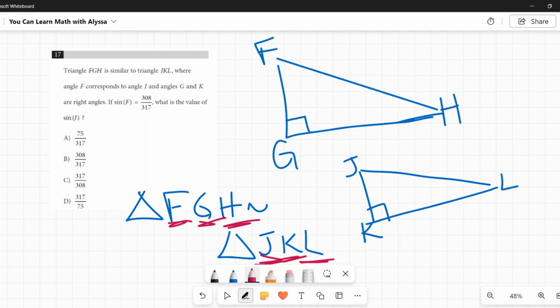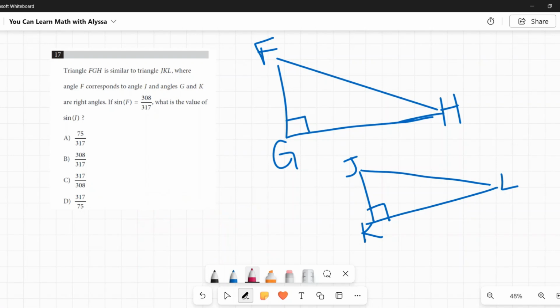That's always the way it's done with similar figures. The order is telling you which point corresponds to which point. I hope I didn't say that too confusingly. They're making it extra clear by saying angle F corresponds to angle J. But honestly, just from this information, triangle FGH is similar to triangle JKL. The first corresponds to the first, the second to the second, the third to the third. But they've told us F corresponds to J, so we're just going to write it like that. Now, if sine of F equals 308 over 317, what is the sine of J?